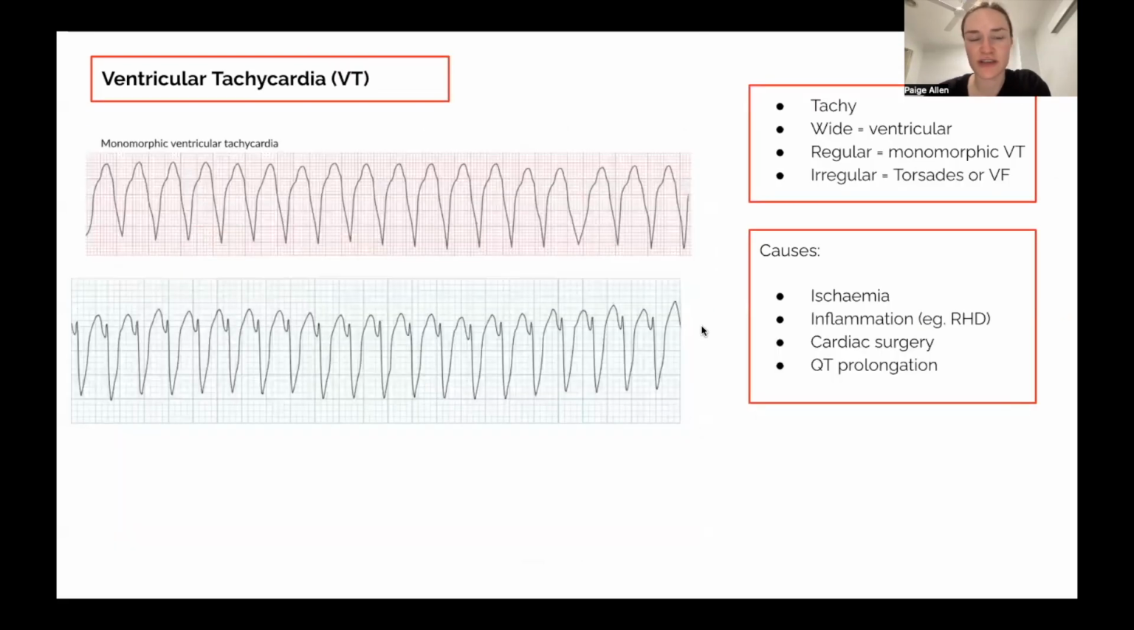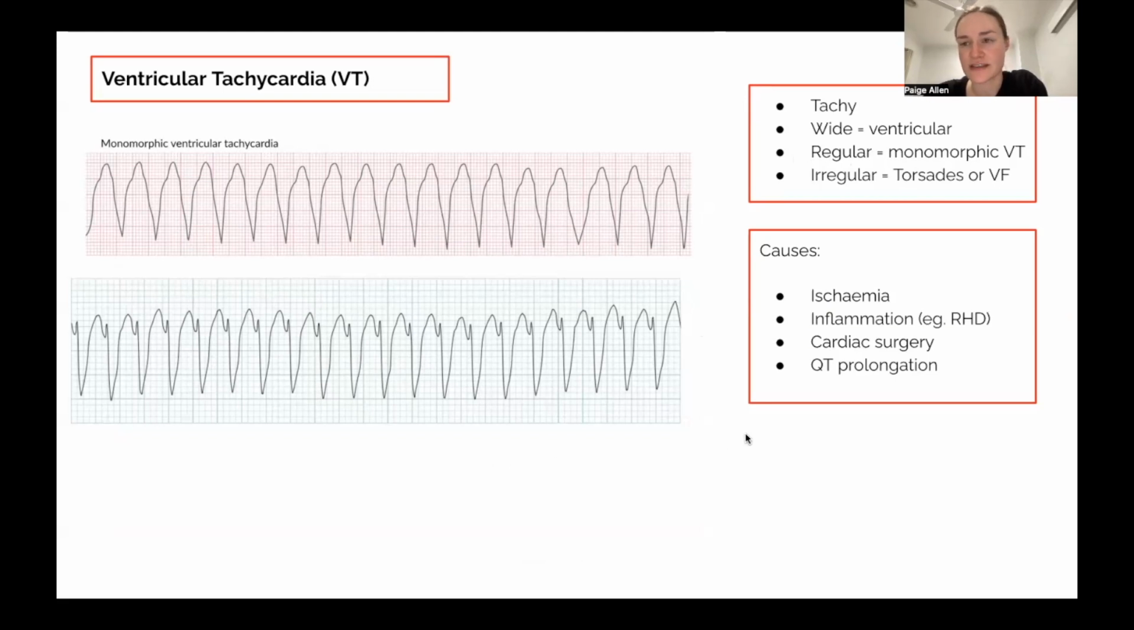In terms of ventricular tachycardia, or VT, it has this very remarkable pattern, tachycardic. It'll be a wide pattern, so we know it's a ventricular problem. And the way that you can differentiate VT from other things like VF or torsades de pointes is that it will be regular usually. So in this case, you can see how it's regular. Here, it's got a slightly different shape, but it's still regular. So keep that in mind.